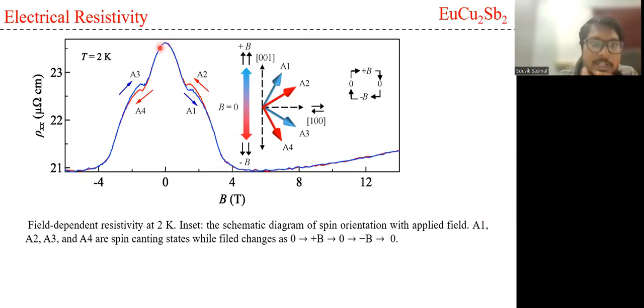And again, we go from 0 slowly to negative field. It goes via the A4 path. And while coming back from the high negative value of magnetic field, let's say minus 14 Tesla to 0, it comes via the A3 path. This difference in paths indicates the preferred spin canting in the system, which I have identified with A1, A2, A3, A4. So this is the actual behavior in this particular case.